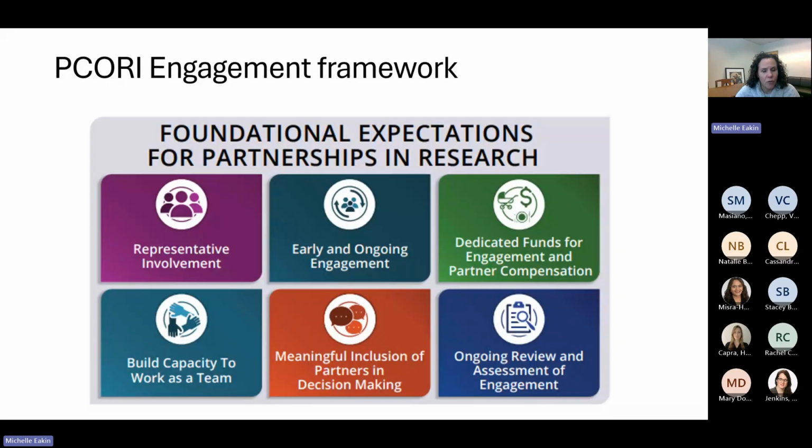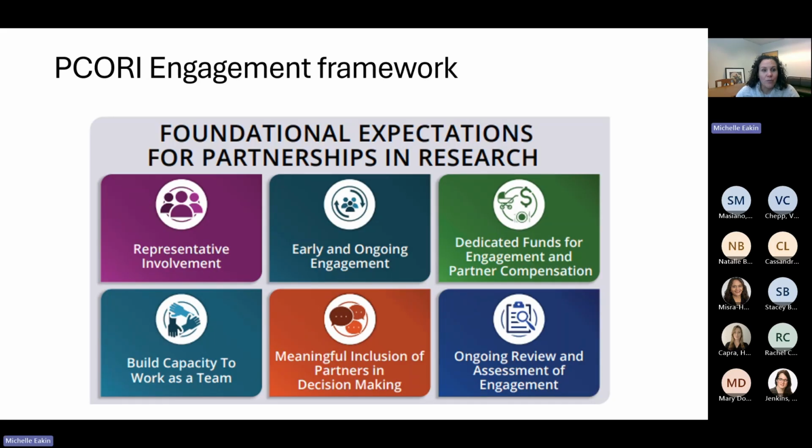PCORI has put forward this engagement framework. You can find it online, where they've outlined what each one of these foundation expectations are. And I'm putting it in here because a lot of the work I've done has been funded by PCORI, so it worked within this foundation. I think it's a good framework to consider for how we engage with the community.